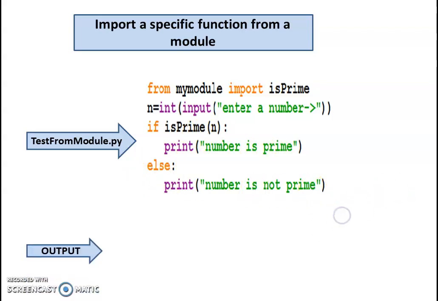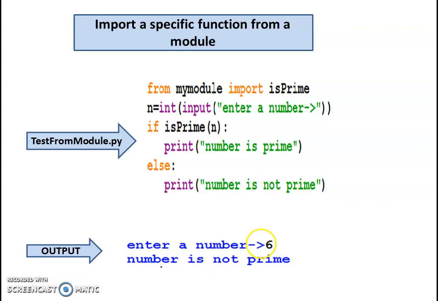So when we run this code, output will be, it will ask user to enter a number. So based on this number it will print whether number is prime or number is not prime. So here 6 is not prime, so it will print number is not prime, as in this case is prime function will return false and else part will be executed and it will print number is not prime. So hope this particular code is clear to you.